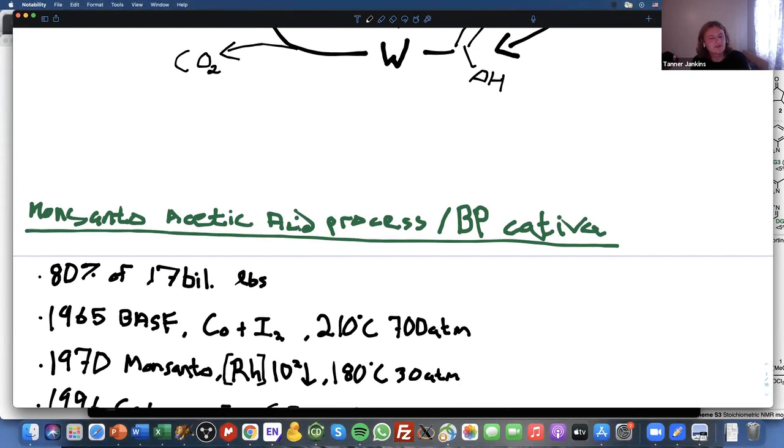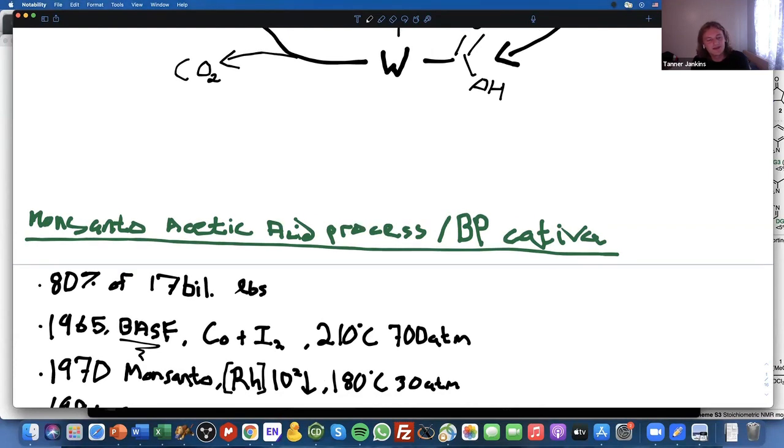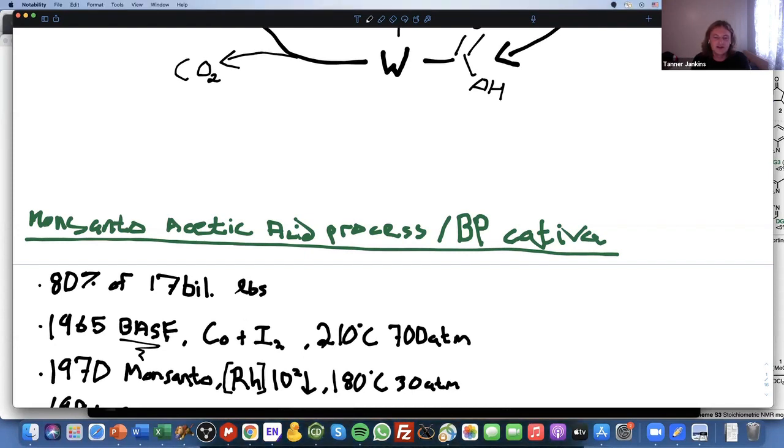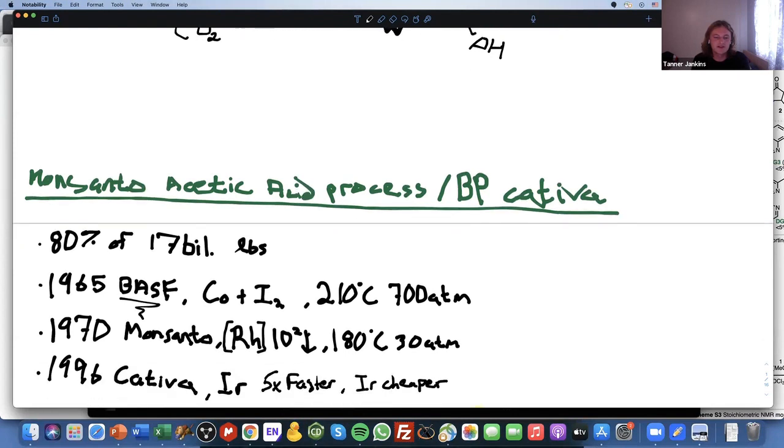And this reaction was discovered by BASF in 1965. And you'll see this name BASF throughout this lecture as they pioneered much of this chemistry. And in the initial report, they used a cobalt catalyst with some iodine additives under pretty forcing conditions.